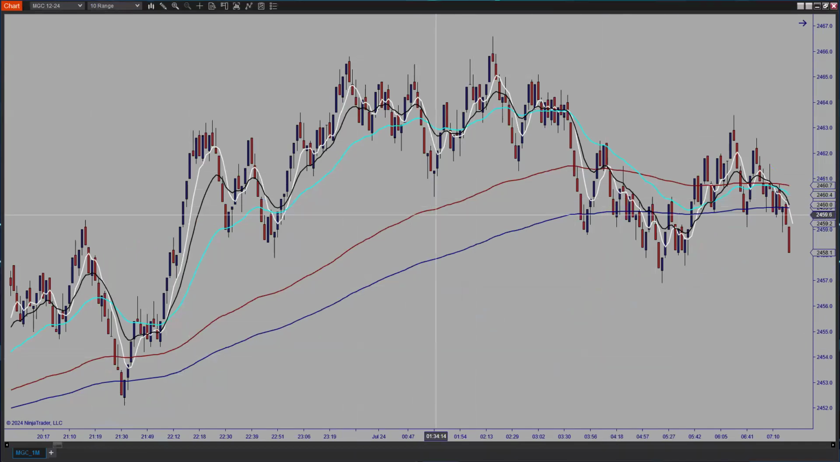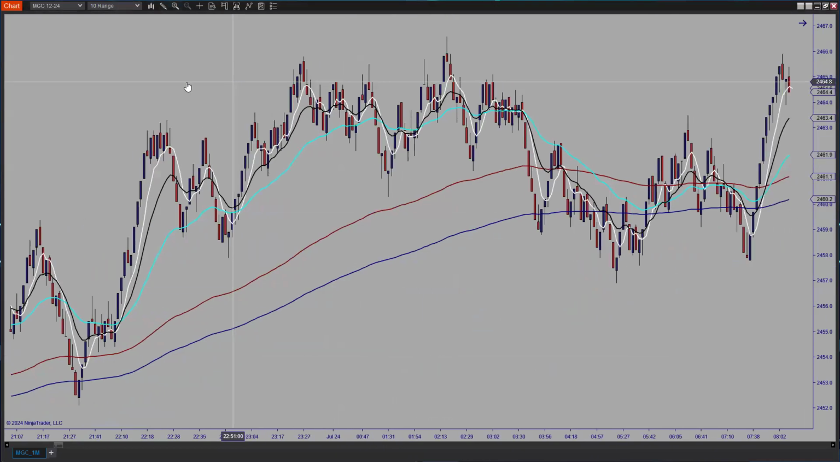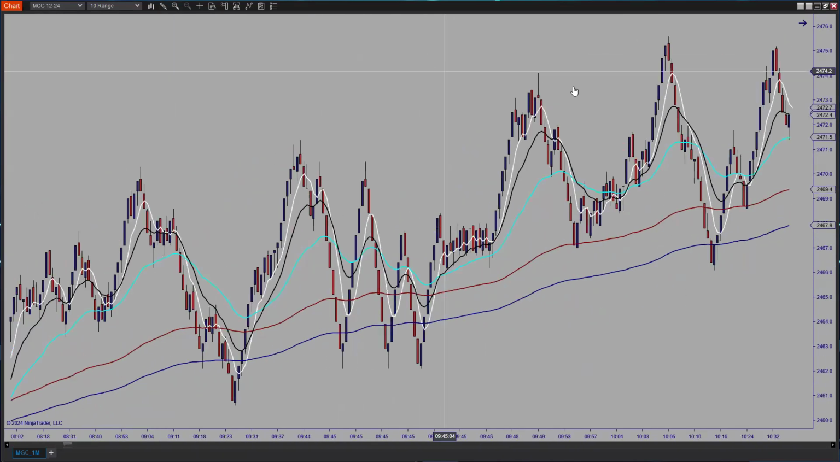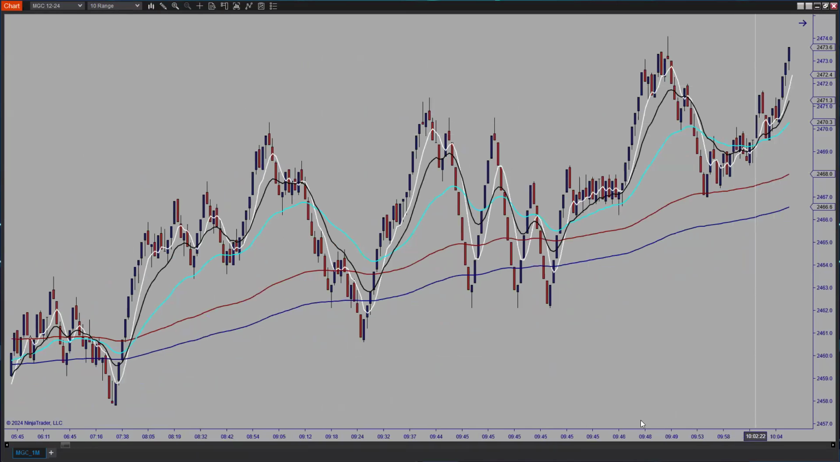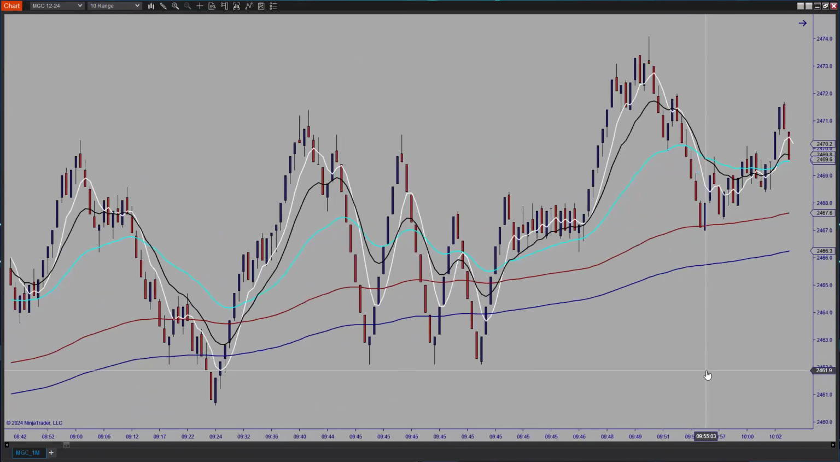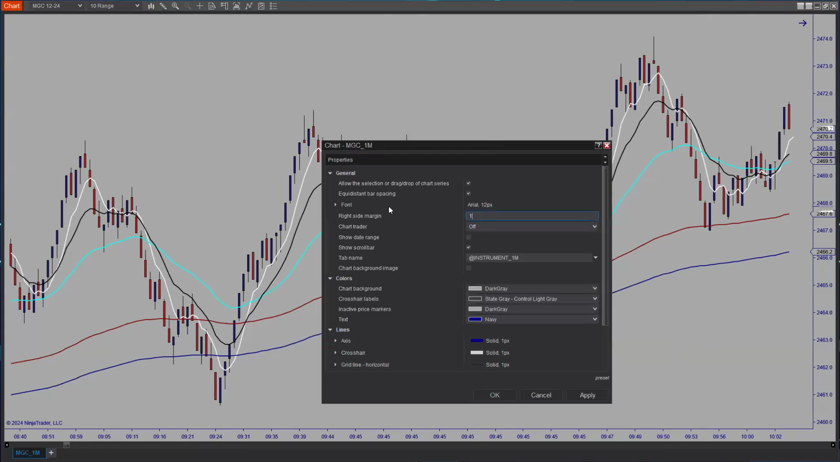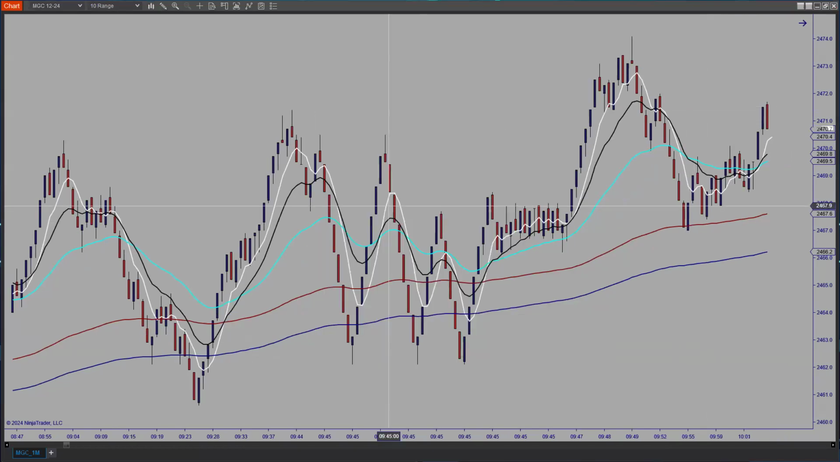So right now, the red is the 144. The blue is the 233. When the red is above the blue, we're looking for longs, right? So let's pull over and let's find a trade. Yeah, right here. And let me do this. Give ourselves a little room.